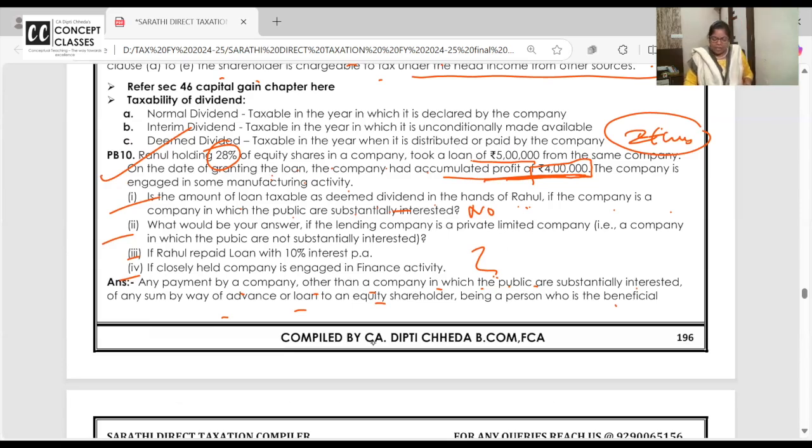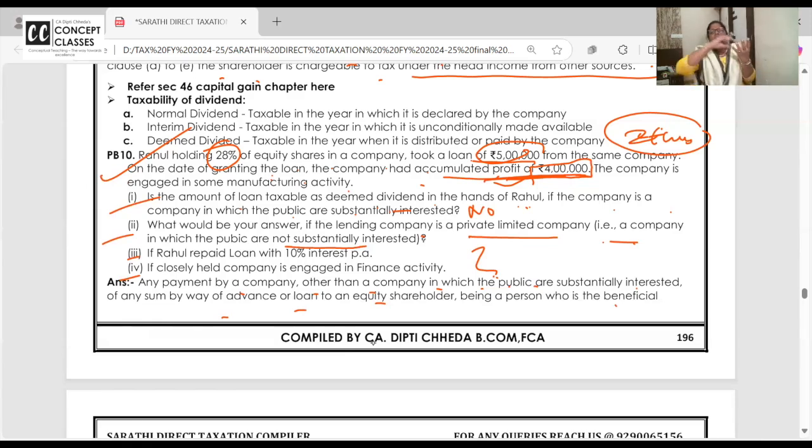What would be the answer if the lending company is a private company, a company in which the public is not interested? Then if they have given a loan to a shareholder out of accumulated profit, it will be taxable as deemed dividend. But the loan is 5 lakh. Out of accumulated profit, they have given 4 lakh. The 1 lakh must have been given from somewhere else. So what will be taxable in the hands of the shareholder?